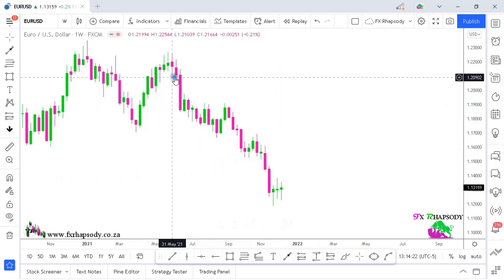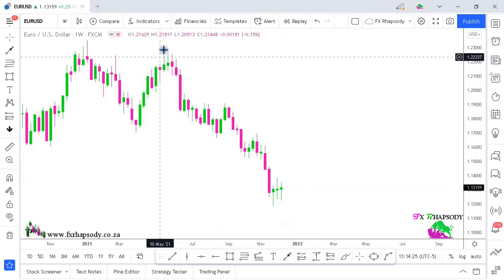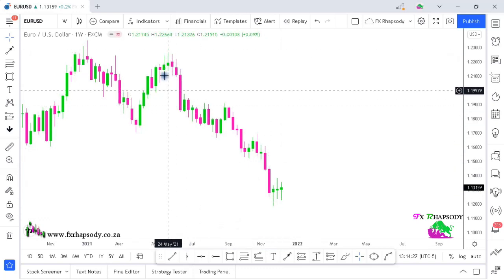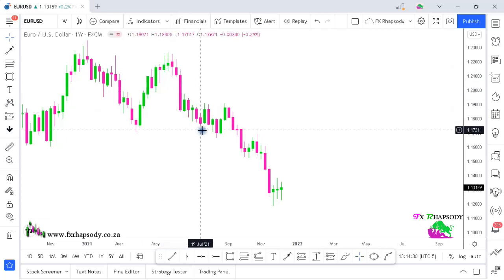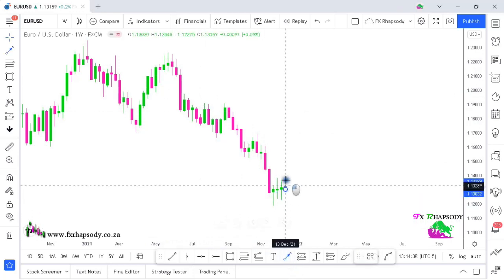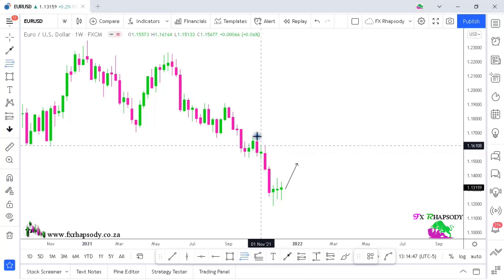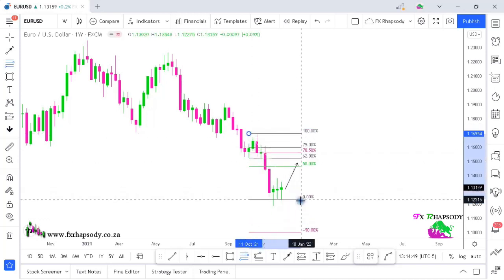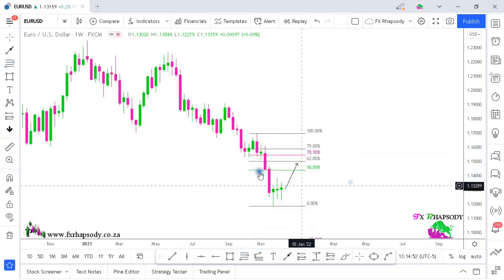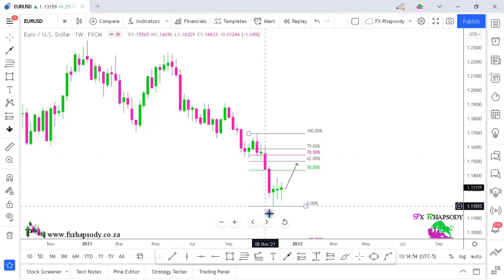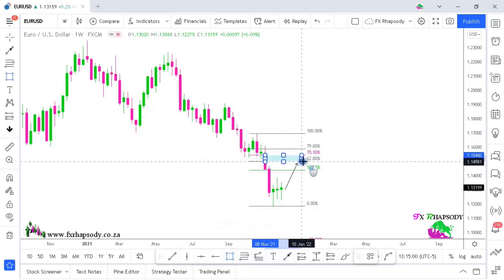So you're having lower highs, lower lows, lower highs, lower lows. So we're expecting it to come and make another lower high. Where do we expect price to go to? We take out a Fibonacci from this swing high over here to the swing low. So I'm taking it from the lower high to the lower low, and then we're expecting price to come and retrace all the way back.